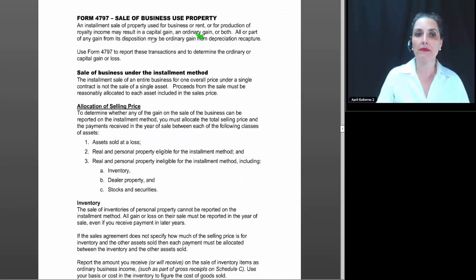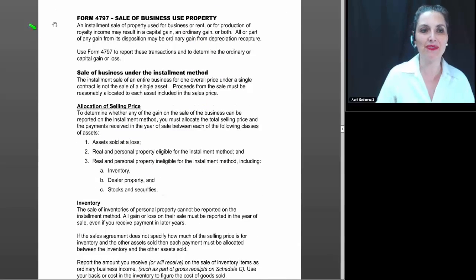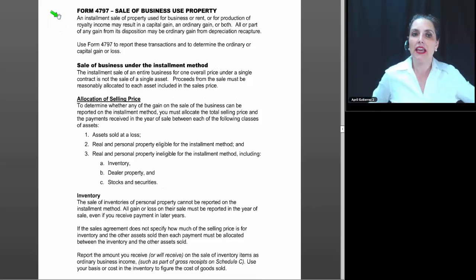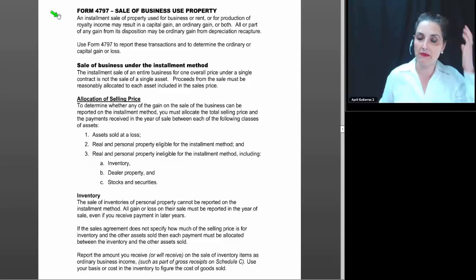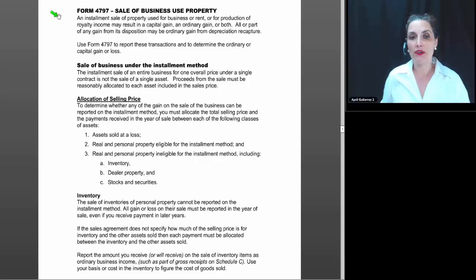So let's step this up even more, up another notch in terms of complexity. And now let's look at the sale of business use property, because in both these earlier illustrations, we were dealing with the sale of property that was not business property. It was sale of a home or a vacation home. But now we're going to look at what happens when we are selling business use property.